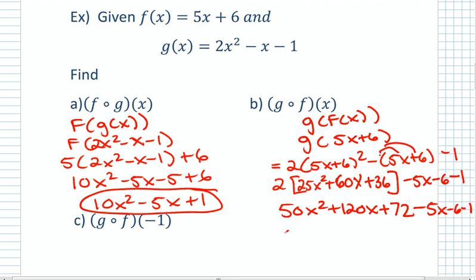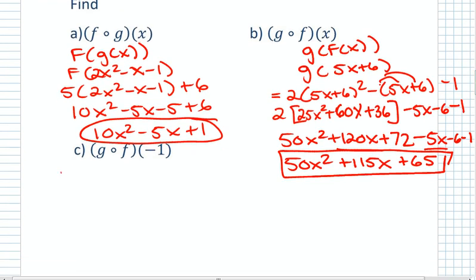Then combining like terms, you get 120 minus 5 is positive 115. 72 minus 6 is 66, minus 1 is 65. And that is your final answer.